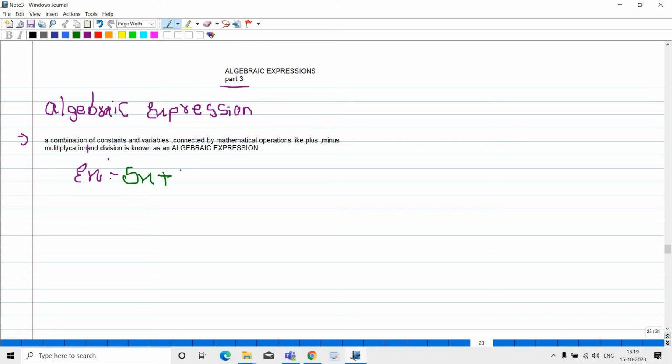5x plus 2y minus 7xy. It is an algebraic expression. Why it is called an algebraic expression, see here: x, y, xy, x into y, these are variables or literals.